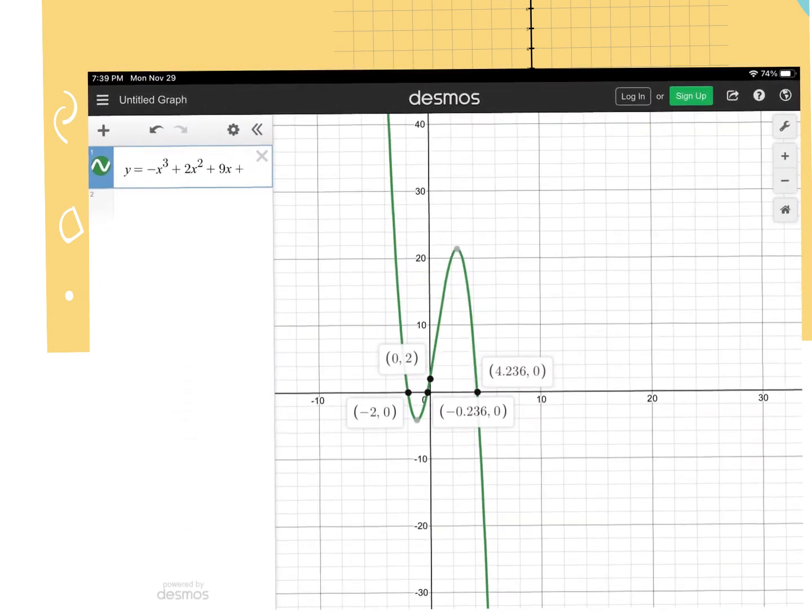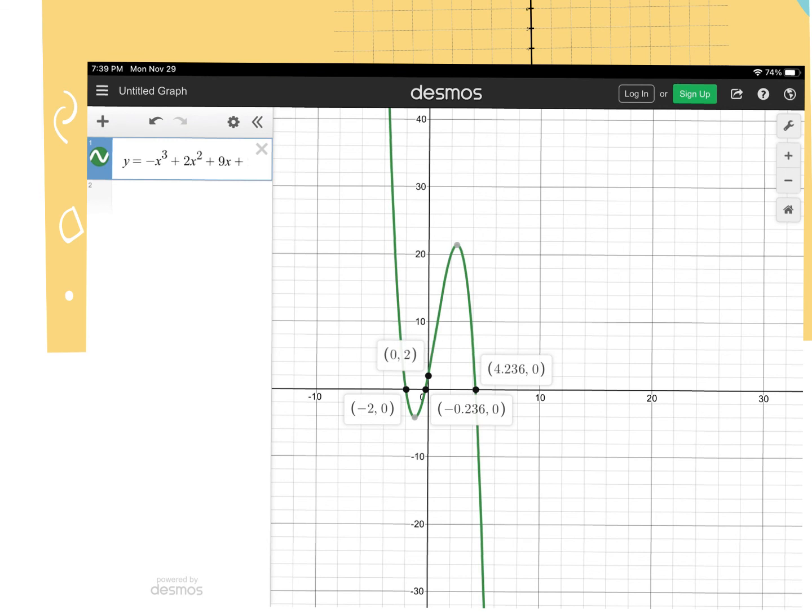Bring this on up and notice the zeros located here along my x-axis are -2, 0. And then the next one that I see is -0.236, 0, which tells me this is a radical. And then 4.236 comma 0, another radical answer. So again, I can't do synthetic division with these decimals. I have to use my one and only rational zero, which is the -2. The 0 comma +2 is my y-intercept.